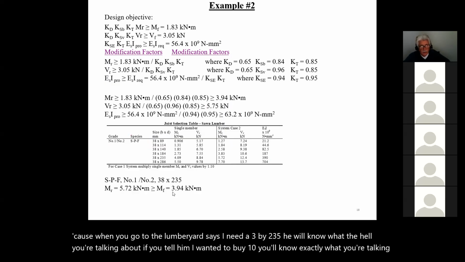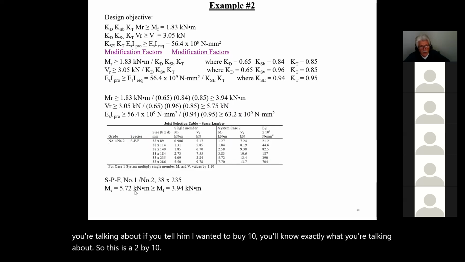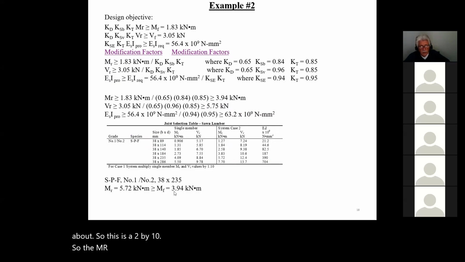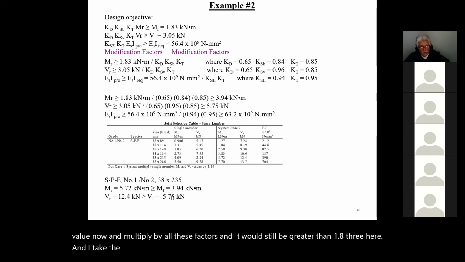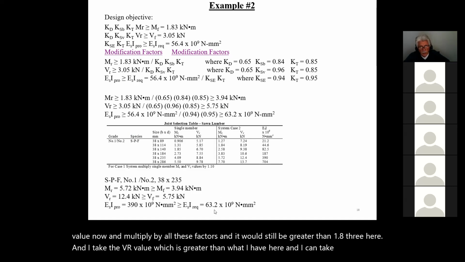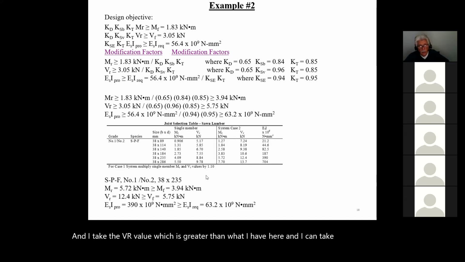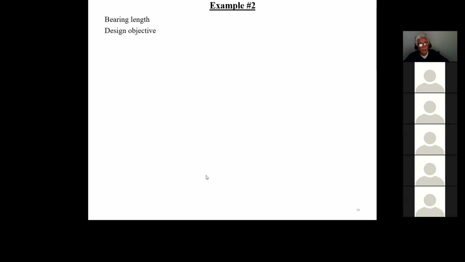So this is a 2x10. The MR value of 5.72 is greater than 9, which is great because I can take this value now and multiply by all these factors, and it would still be greater than 1.83 here. And I take the VR value, which is greater than what I have here, and I can take my ESI provided and be greater than I have here. Now, that's just for the member carrying the load. Of course, you have to do the same thing for a bearing.